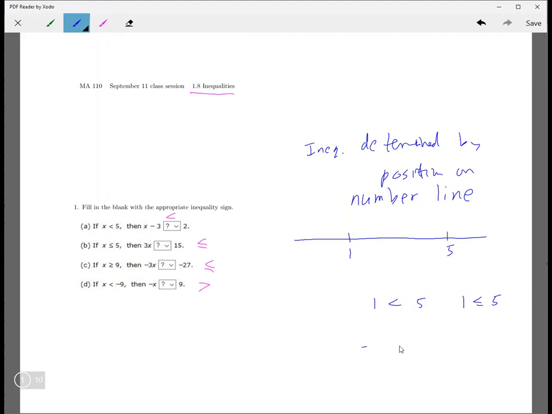But if you take negative 1 and negative 5, then it goes the other way, because 0 is going to be there, negative 1 is here, and negative 5 is going to be over there. So negative 1 is to the right of negative 5. Technically you would write this also, and it's also true, although it's kind of confusing. But when we have values of x, then it makes more sense.